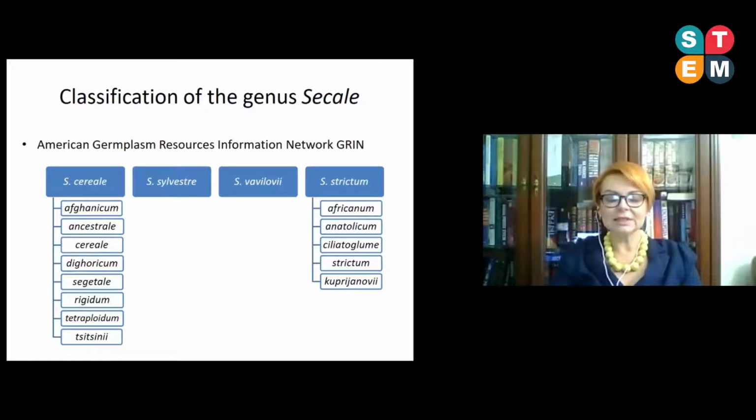Moreover, Secale cereale includes 8 subspecies, the Secale strictum 5 subspecies, while Secale cereale subspecies cereale is the only cultivated species. All these studies do not explain fully and clearly the evolution of rye, perhaps because the genus is relatively evolutionarily young when compared to wheat and barley.